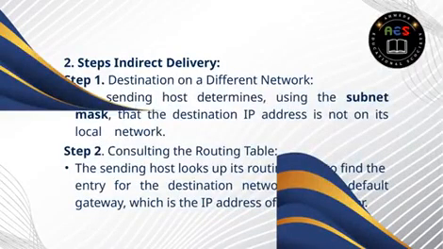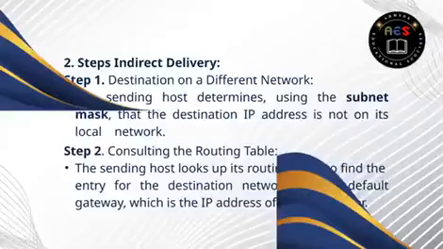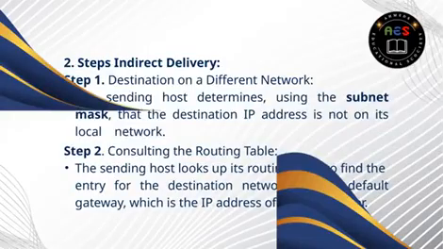The sending host needs to figure out whether the destination IP address is on its own local network or on a different one. To do this, it uses the subnet mask. By applying the subnet mask to the destination IP, it determines if the address belongs to its own network or not. If it's not on the local network, the host recognizes that it needs to send the data indirectly. Moving on to the second step.